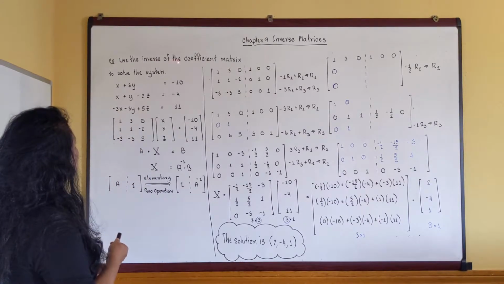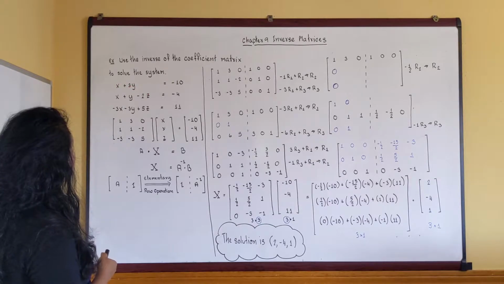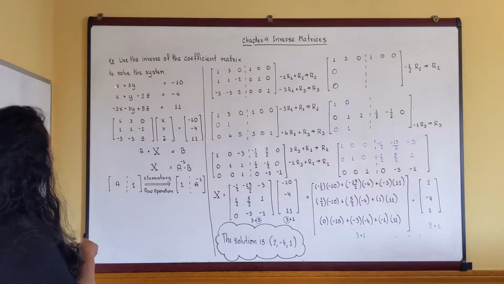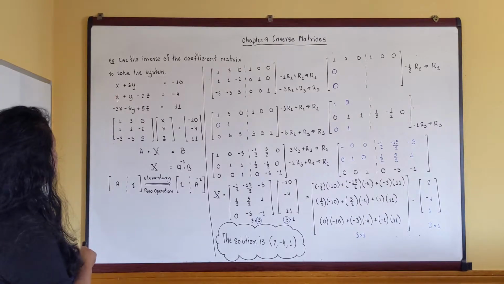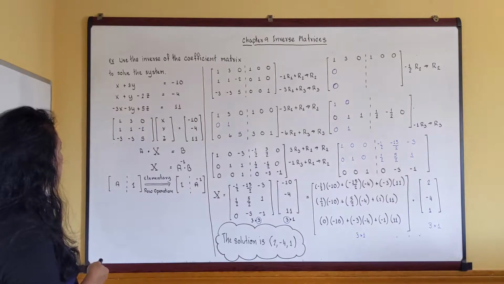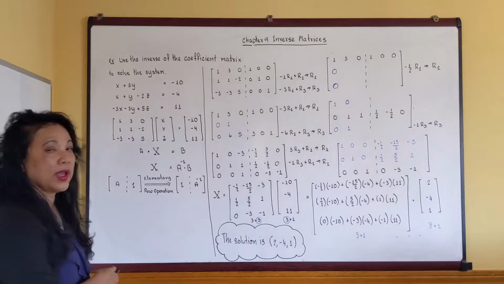Use the inverse of the coefficient matrix to solve this 3 by 3. You have 3 variables, x, y, and z, and 3 equations. So the first thing I'm going to do is put them in matrix form. The first row is 1, 3. I don't have the c, so I put 0. Second row is 1, 1, negative 2. The third row is negative 3, negative 3, and 5. My variables are x, y, and z. My constants are negative 10, negative 4, and 11.